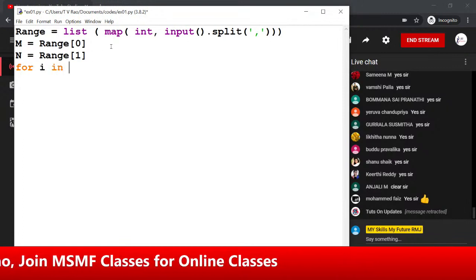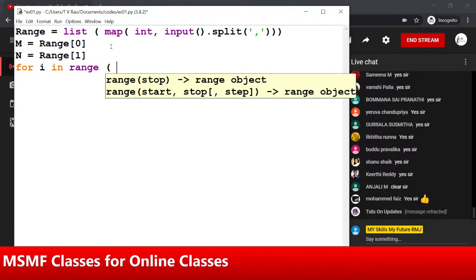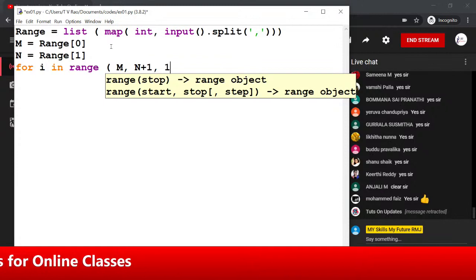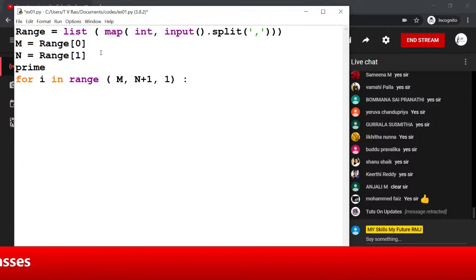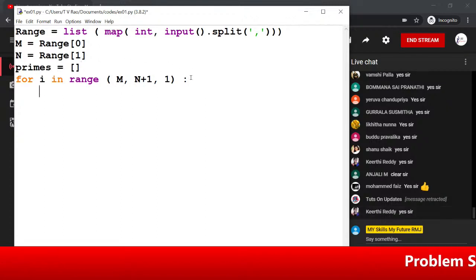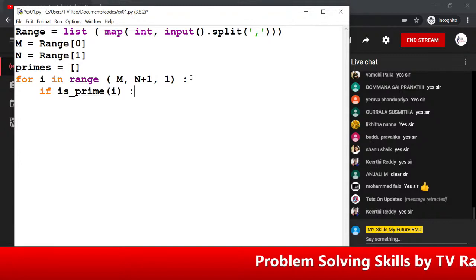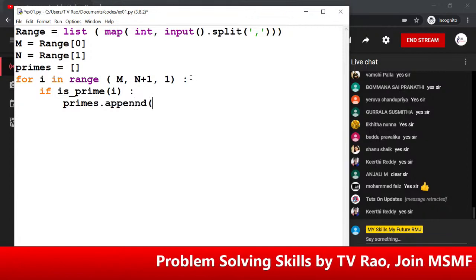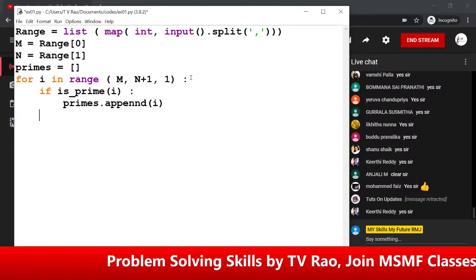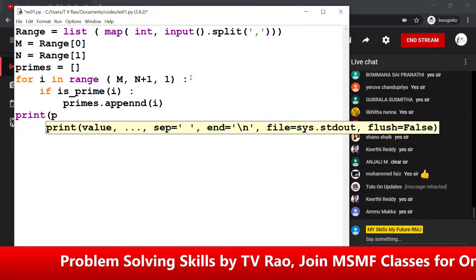Now, for I in range M to N plus 1, because both are inclusive, in steps of 1. Now generate primes. Initially, the list of primes is empty. Now, if I is prime, then append I to the list of primes. Okay. And then let us print the list of primes.